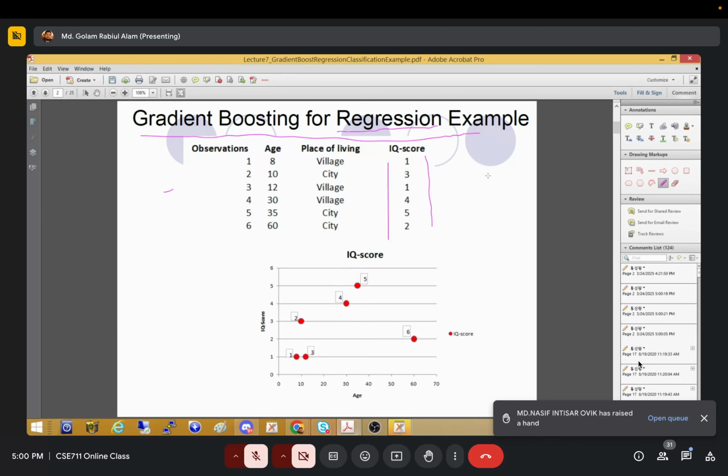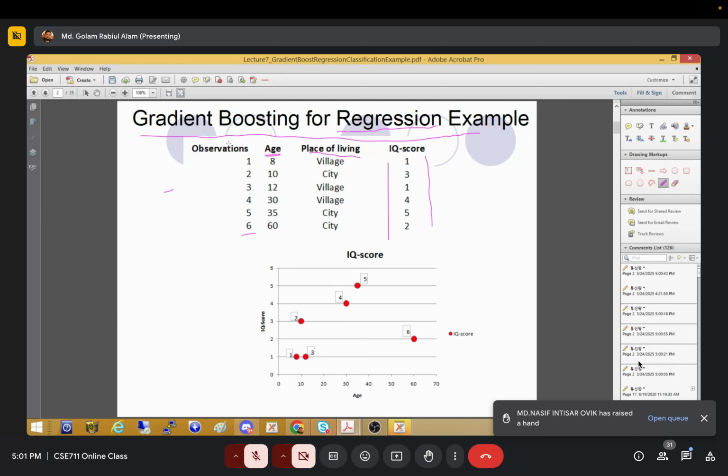Let's say this is the normalized IQ score, and we predict it based on two features. One is age, and another one is place of living. Based on these two features, we want to predict the IQ score. For that, we have taken a data set of 6 instances, 6 observations, or you can say 6 persons.